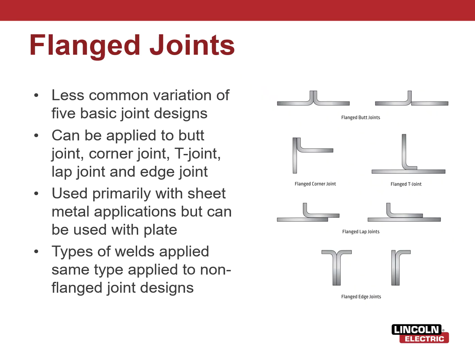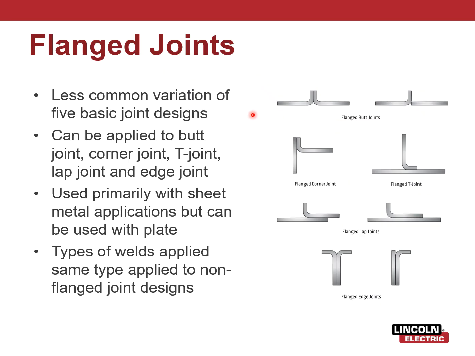Now we have flange joints. So flange joints are kind of in a league of their own. This is less common. You see this more in sheet metal, like rolled ducting or paneling. You get a lot of sheet metal that gets rolled like this because it stiffens it, and so all of these would be considered flanged welds.